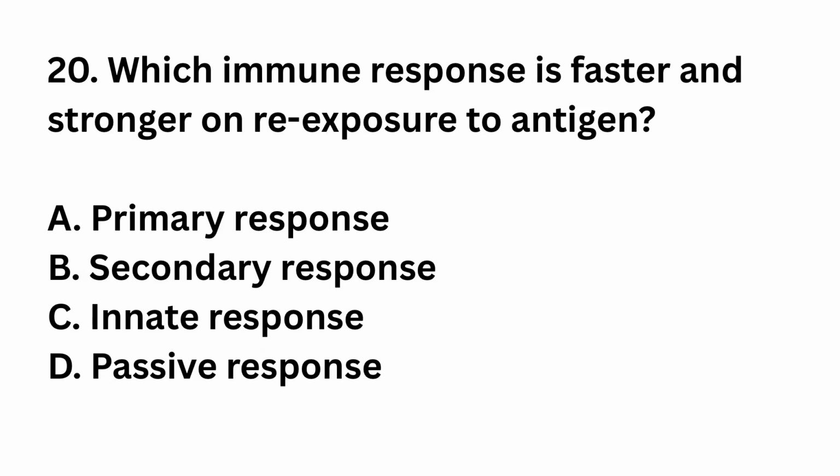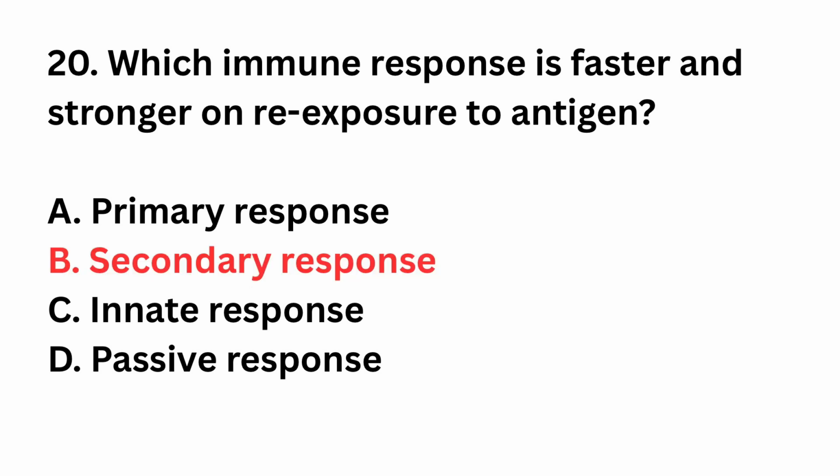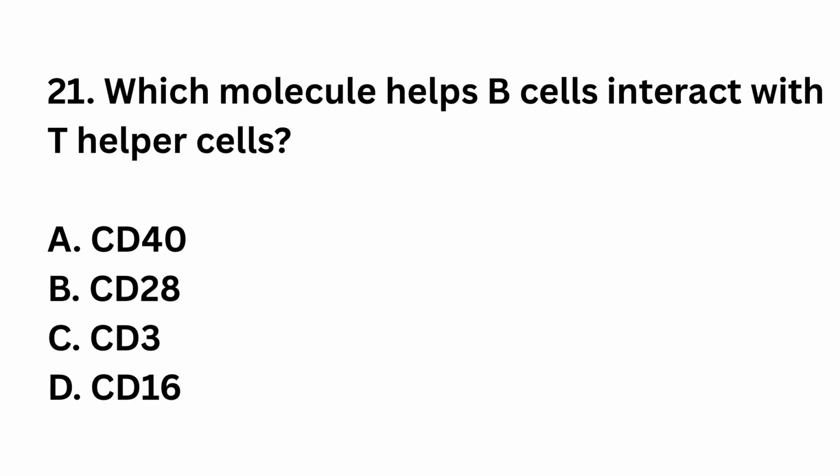Question number 20. Which immune response is faster and stronger on re-exposure to antigen? Primary response, secondary response, innate response, passive response. The right answer is option B, secondary response. Memory cells respond with high affinity antibodies. IgG dominates this phase.